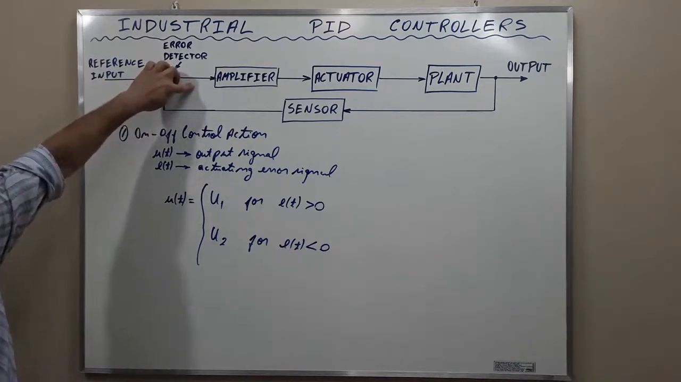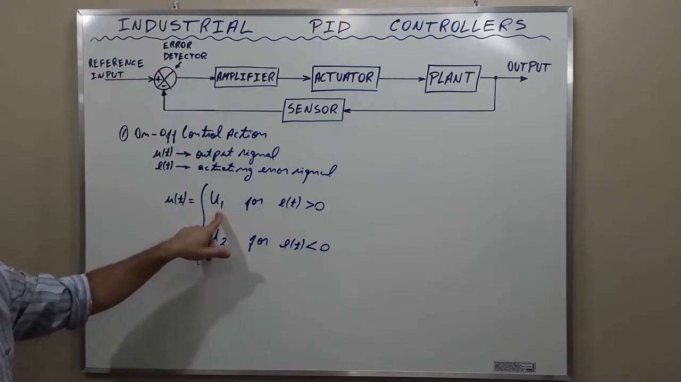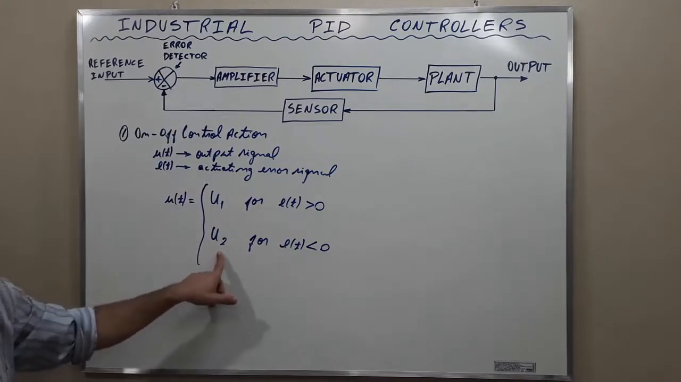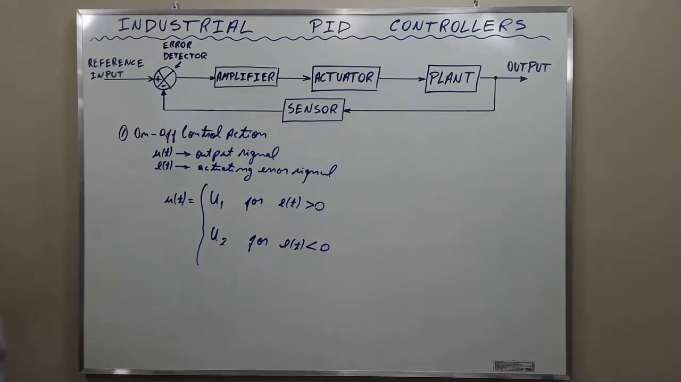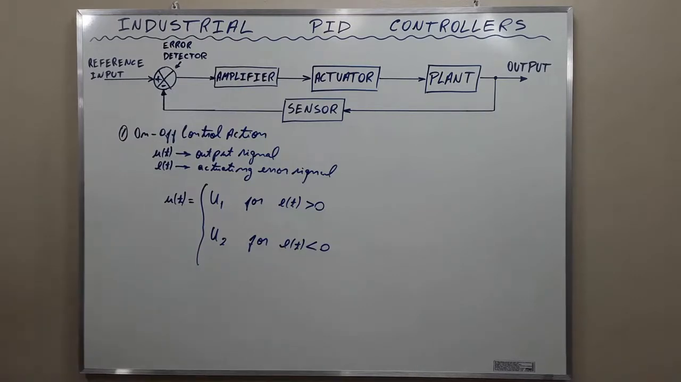The error signal is here. When the error signal is greater than 0, we have 1 possibility of output. When the error signal is less than 0, we have the other possibility of output, where U1 and U2 are constant. 2-position controllers are generally electrical devices. One example is a solenoid-operated electric valve used in such controllers. Now let's see the other.